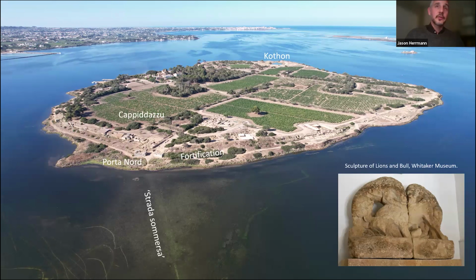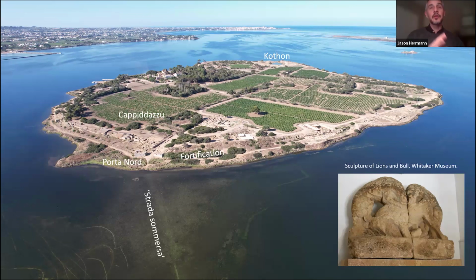You'd go past the Cappiddazzu, and if you traverse the whole island heading to the south, as this photo is facing, you would eventually reach an area called the Kothon, which has been interpreted as a sacred pool, protected by a ceremonial wall and surrounded by temples, which I'll discuss in a little bit. All of these monuments were elaborated with sculptures, like you can see here. In the Whitaker Museum now, they have these 2 lions that were attacking a bull, which was probably mounted on top of the North Gate.